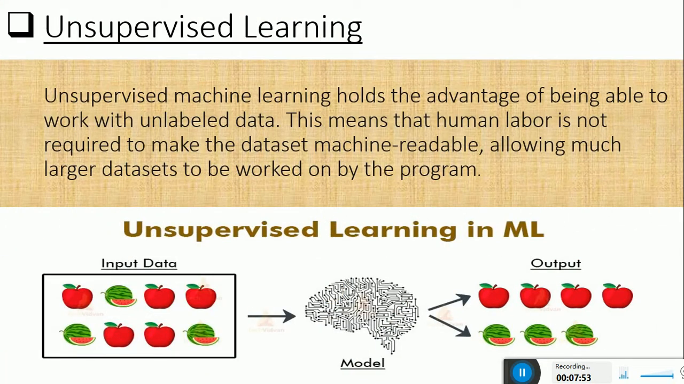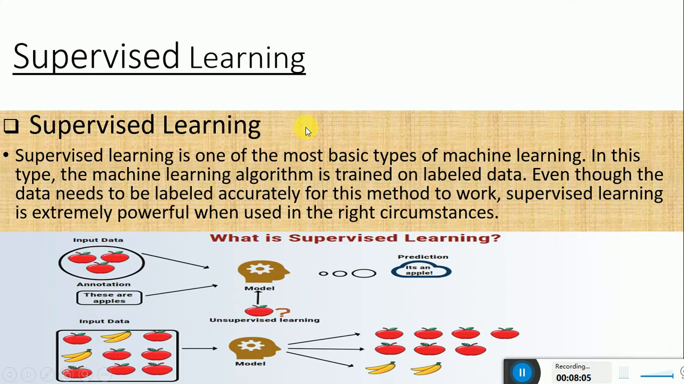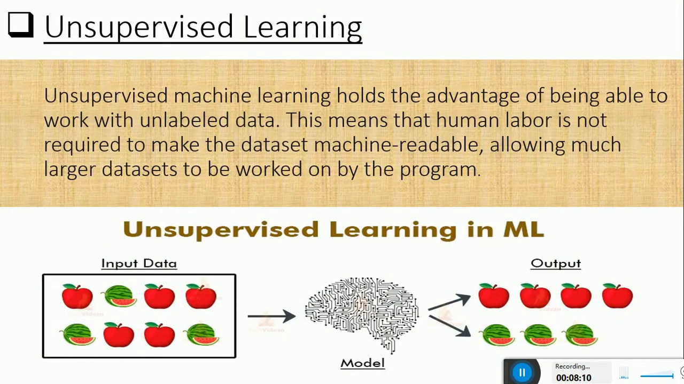And the second method is unsupervised learning. Unsupervised machine learning has the advantage of being able to work with unlabeled data. In supervised learning, it is labeled data, and unsupervised learning is unlabeled data, like apples in many circumstances. So this means that human labeling is not required to make data sets machine readable, allowing much larger data sets to be worked on by the program.